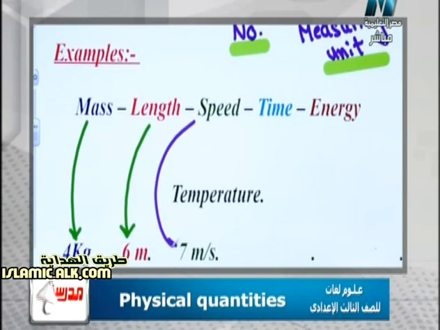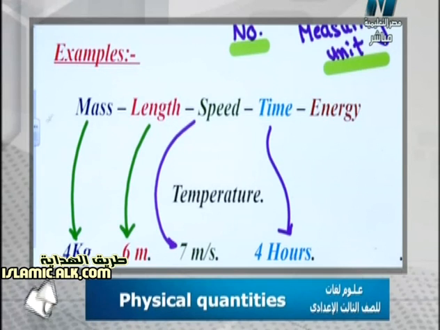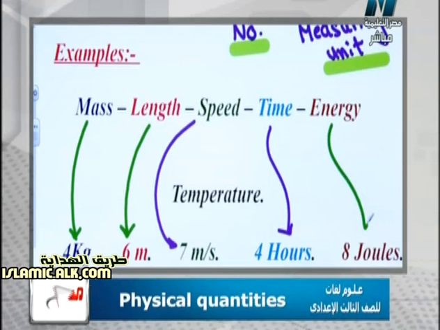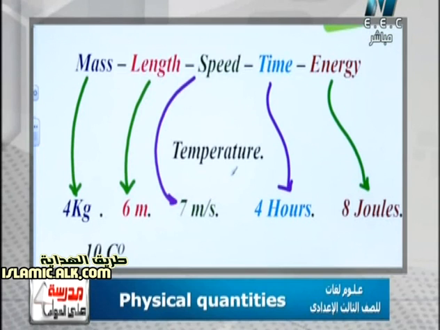We talk about speed. If we say 4 hours, we talk about time. If we say 8 joules, we talk about energy. And the last example, if we say 10 Celsius, we talk about temperature. In any example, we identify the physical quantity by knowing the magnitude only.